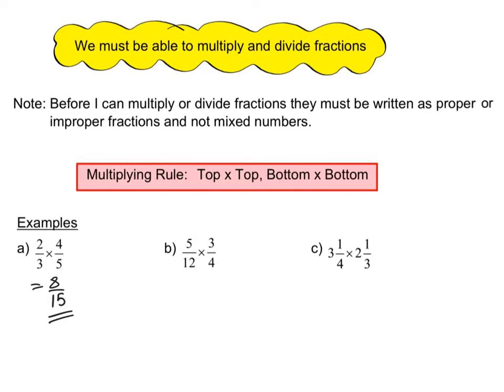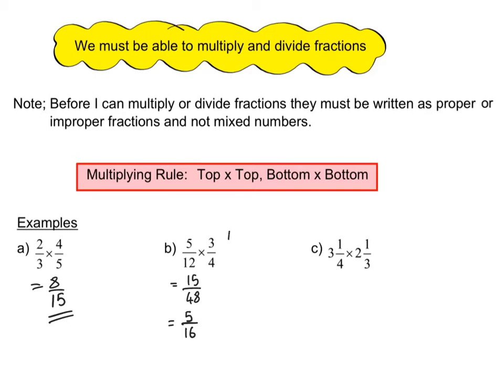So let's go through 5/12 times 3/4. We're going to start with top times top, so that's 5 times 3 is equal to 15. And bottom times bottom, so that's 12 times 4, which is 48. Now what we're looking for is, can we simplify 15 over 48? Is there a number that divides exactly into 15 and exactly into 48? The answer to that is yes. These are both in my 3 times table. So 3 goes into 15 5 times, so 15 divided by 3 is 5, and 48 divided by 3 is 16. So that will simplify right down to 5/16.